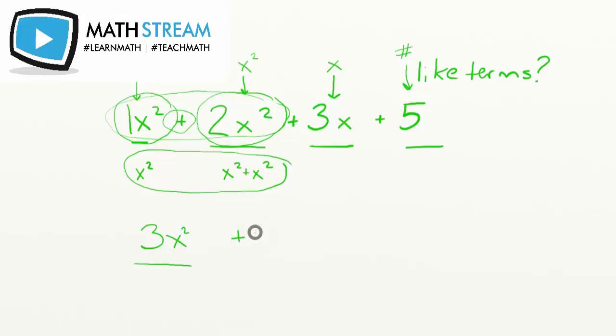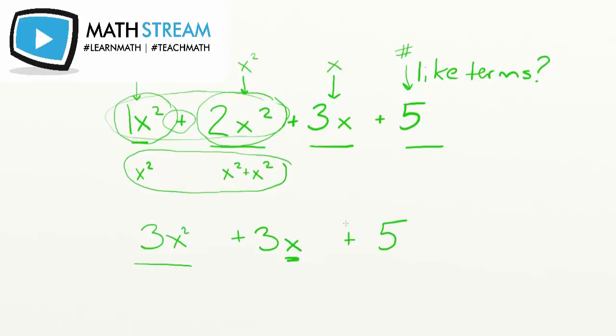Now I can't combine that with 3 x's, because an x is a totally different type of mathematical expression. It has nothing to do with an x squared. And I can't simplify our plain old number down here, 5. So 1x squared plus 2x squared plus 3x plus 5 simplifies to 3x squared plus 3x plus 5.